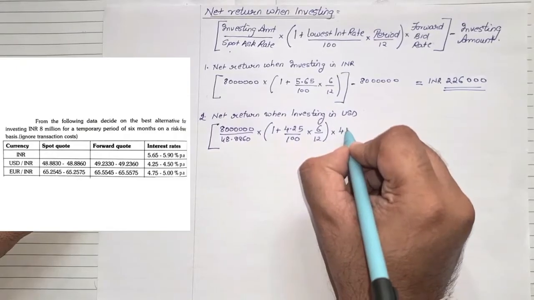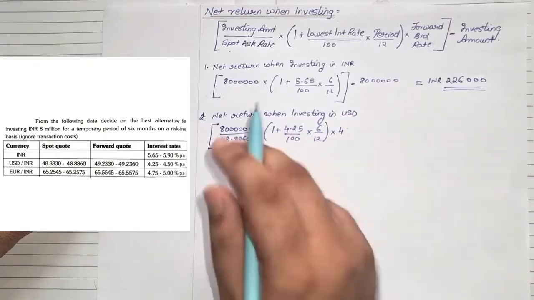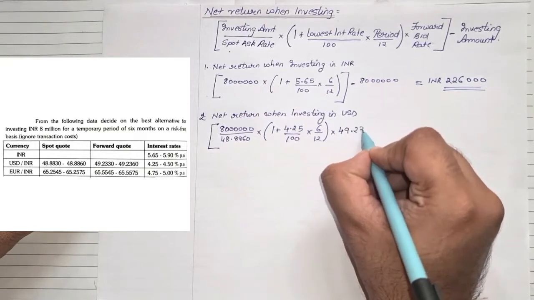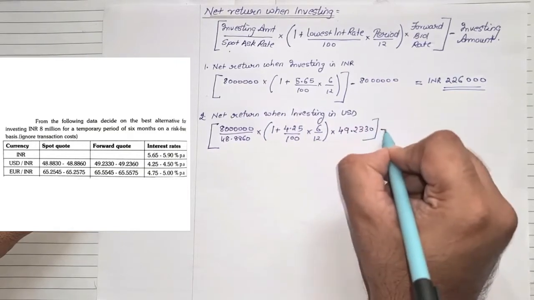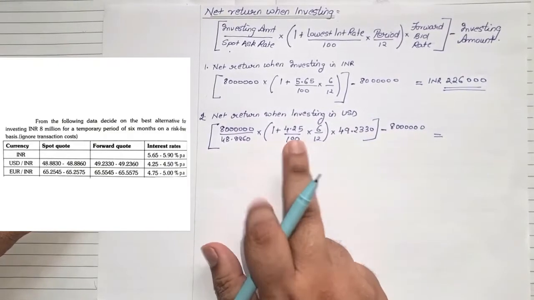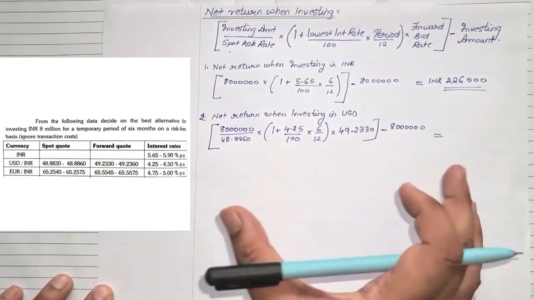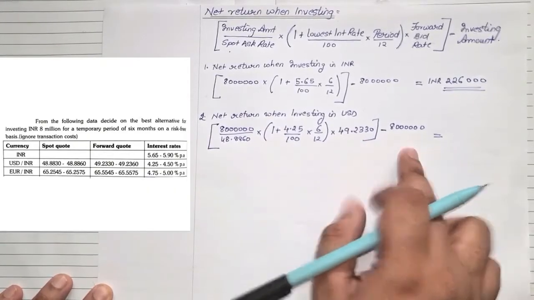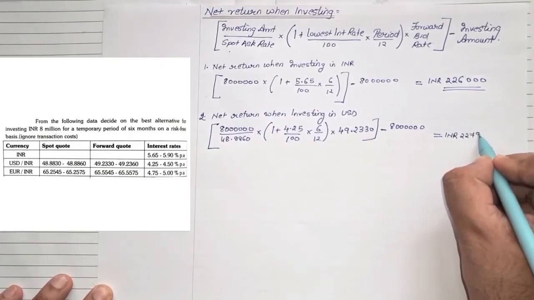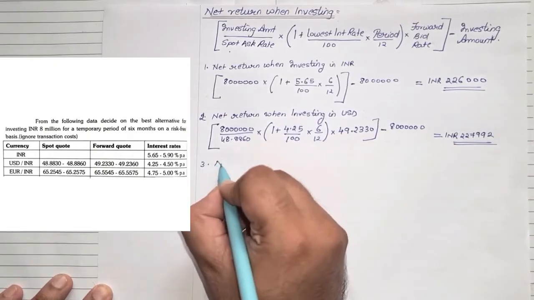If you look into the question, the forward bid rate is the first value, and ask is the second value. Checking the question, that will be 49.2330, minus the investing amount, which is 80 lakhs. Again we will divide, multiply, add it to 1, multiply with the forward, divide by the spot, into the investing, and we will get one value. That value minus 80 lakhs, everyone should get INR 2,27,992.